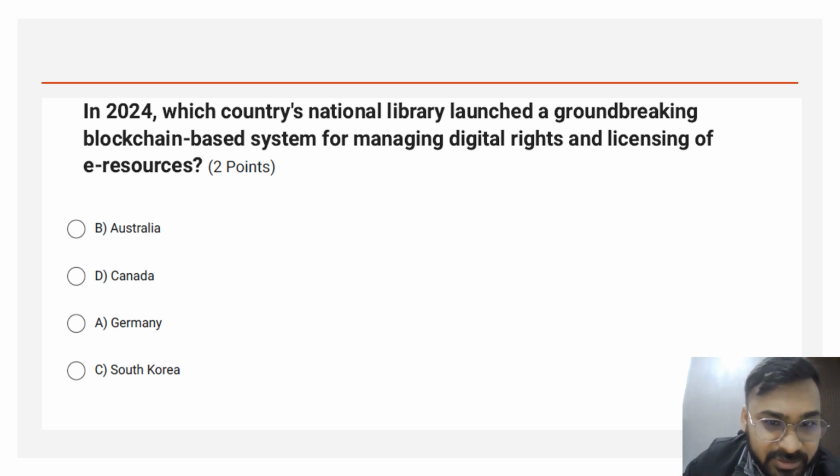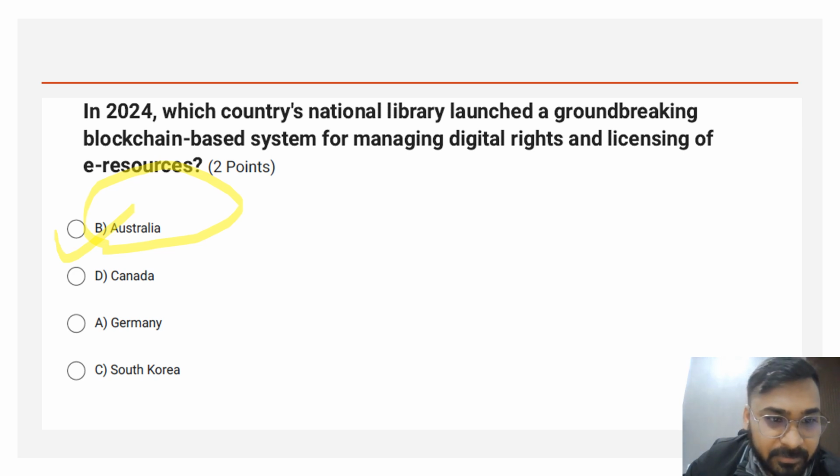In 2024, which country's national library launched a groundbreaking blockchain-based system for managing digital rights and licensing for e-resources? I'm not sure, but that is Australia, I guess.